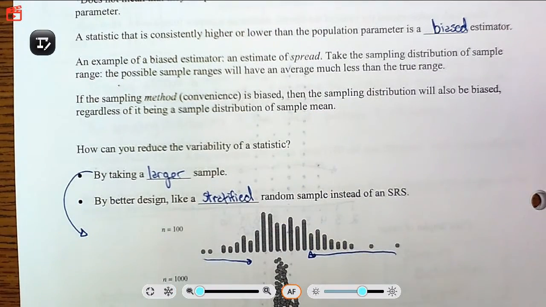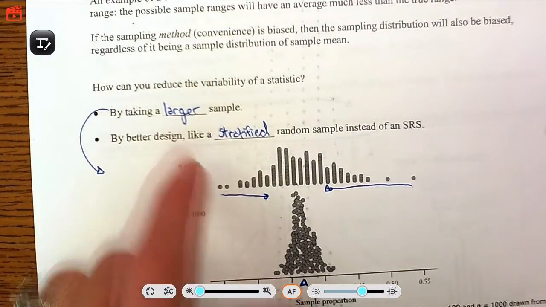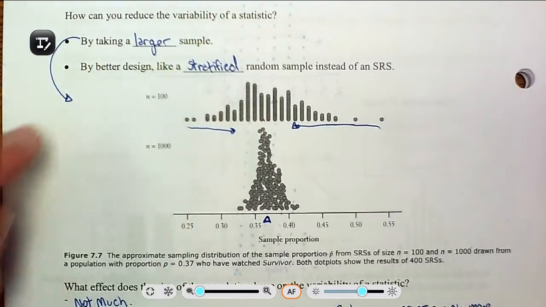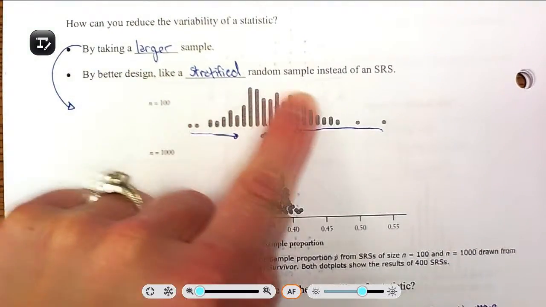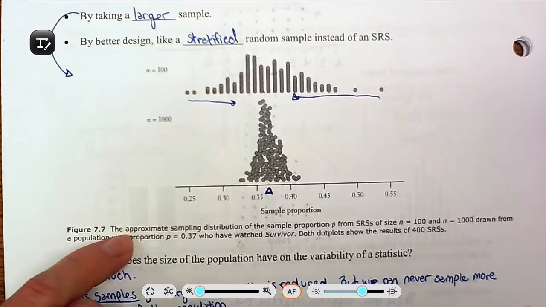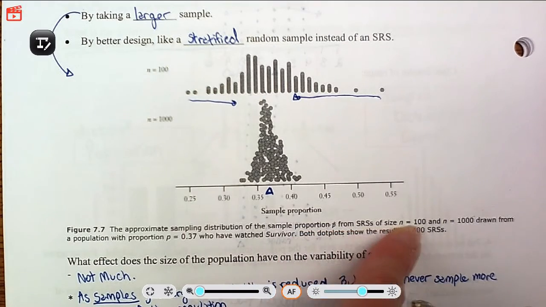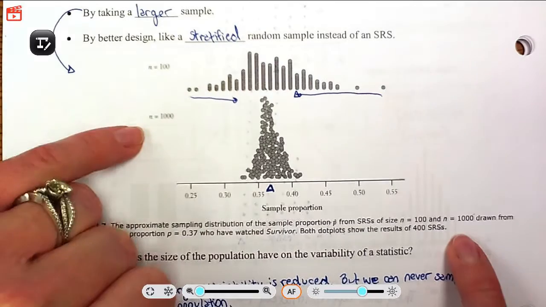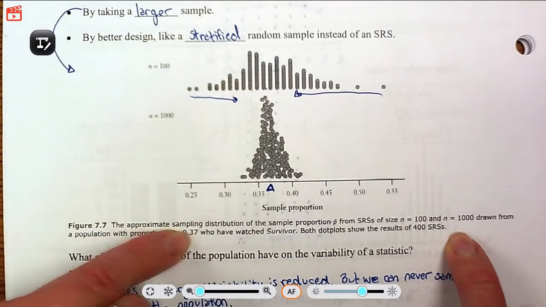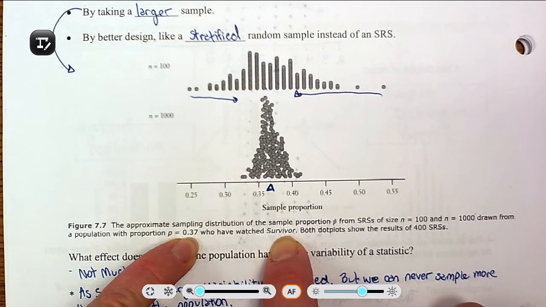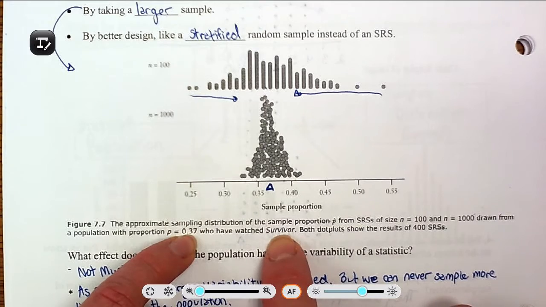How can you reduce the variability of a statistic? You can take a larger sample, and use better designs, like a stratified random sample instead of an SRS. Okay, so up here we have 2 different sampling distributions: the approximate sampling distribution of the sample proportion p hat from SRSs of size 100 and 1,000, drawn from a population with proportion p equals 0.37 of people who have watched Survivor. So if I have a really large population that I'm pulling from, and 37% of them have watched Survivor, the population proportion is 0.37.